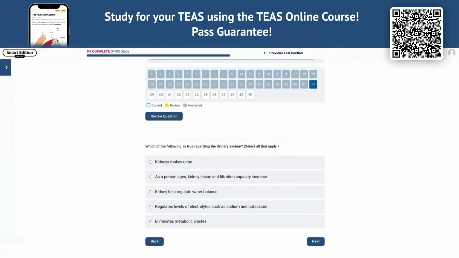There is also another question type called hotspot, where you will be shown an image and you will basically have to click on the image for the correct answer.